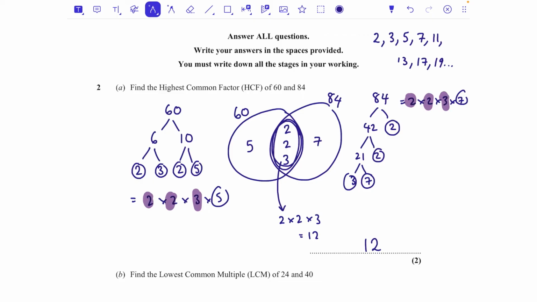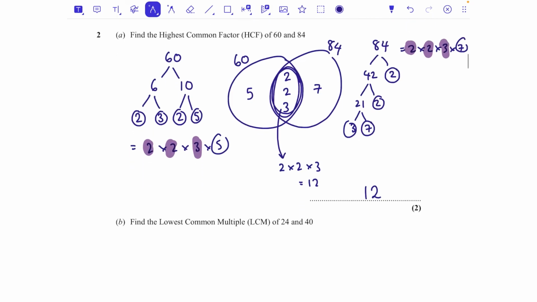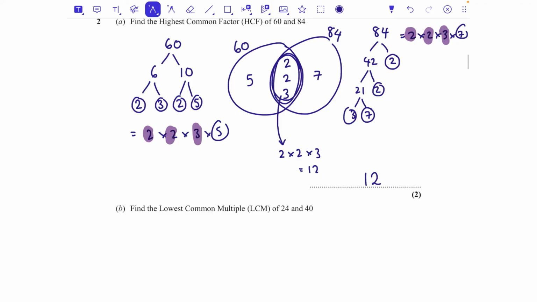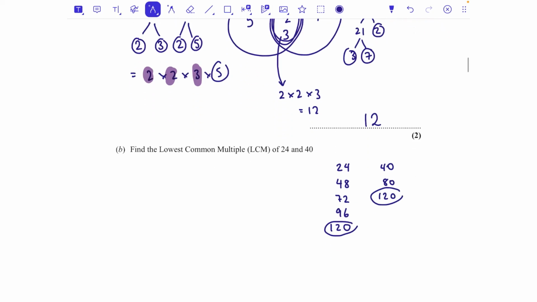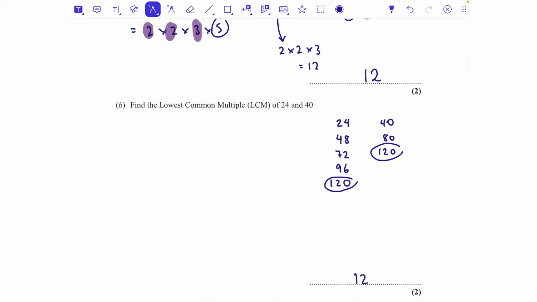Okay, for part B, find the lowest common multiple, and we can do this in the exact same way. You can just list 24, then 48, then 72, and so on. And because you've got a calculator, you might find that an easier way to do, and you can just keep going. 96, add another 24 is 120, and then if you go 40, 80, 120, the lowest common multiple is going to be 120. It's the first number in both their times tables.